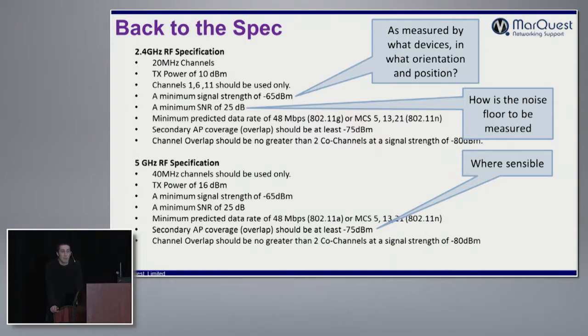What about secondary AP coverage? It should be at least minus 75 dBm according to this spec. Well, I would say we're sensible. If you're looking at secondary coverage, the problem is if someone's given me this spec and says you have to meet its specification, that might not always be what the actual customer wants.